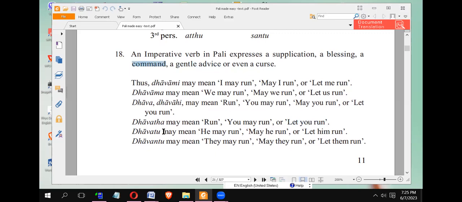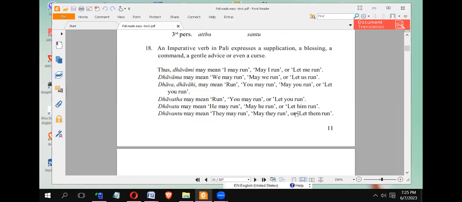Okay. So dawatu means that he or she may run. So you write two ways: he may run or she may run, or may he run, or let him run. Dawantu, ntu means that they, third person plural. They may run, may they run, let them run. Okay. So any question up to this part? Any question?